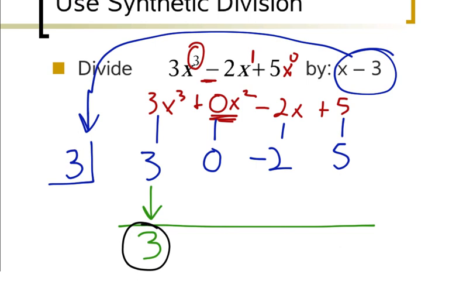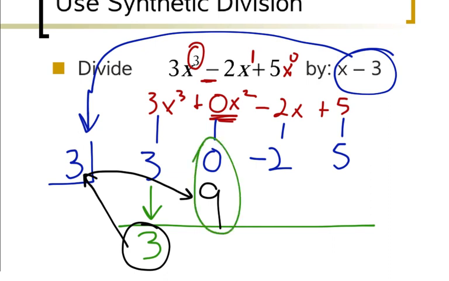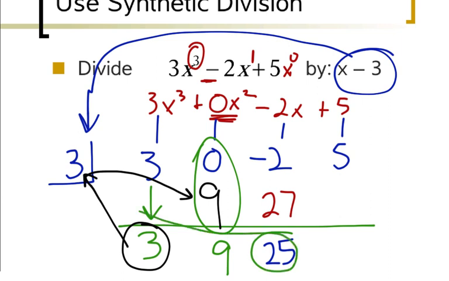Then you take the 3, times it by the 3 that's over here. And that should give you 9. Okay? Now again, we add vertically, add these together, we get 9. Take the 9, times it by this 3. Then that should give us 27. Okay? So we put 27 right there. Then we go ahead and add the 27 and negative 2 should give us 25. And then we take our 25, times it by 3, which should give us 75, and put 75 right here. Okay? And that should give you 80.